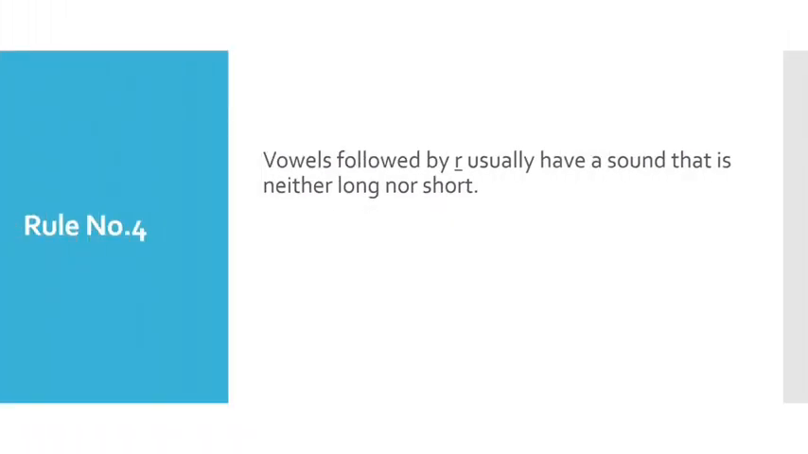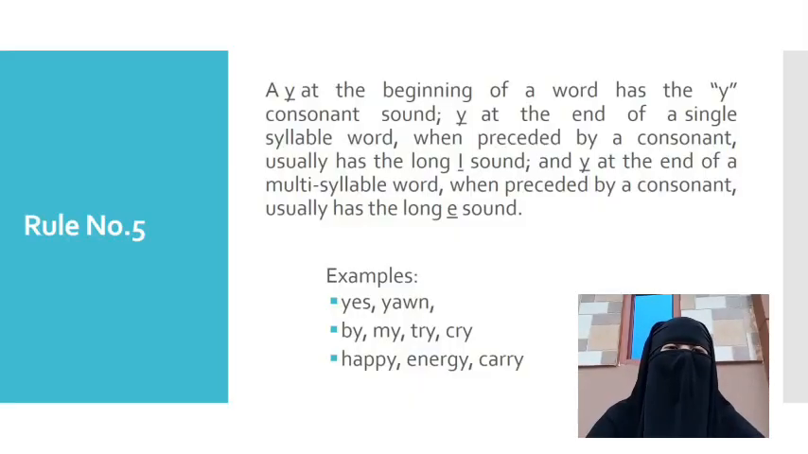Rule number 4, which is very simple and understandable: vowels followed by R usually have a sound that is neither long nor short. So we have here examples, and let's try first the long sound. We have car, farm, and fork. Or we can also use the short sound for car, farm, or fork. Yes, we can use either the long or the short vowel sound if a vowel is followed by the letter or the consonant R. So now let's move on to rule number 5.